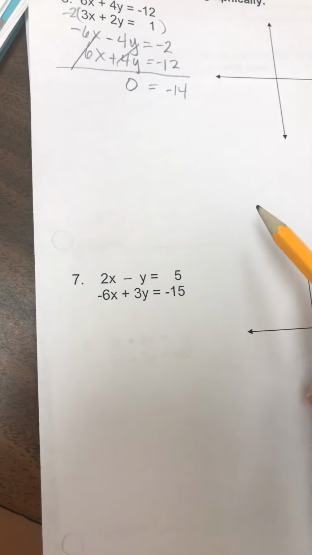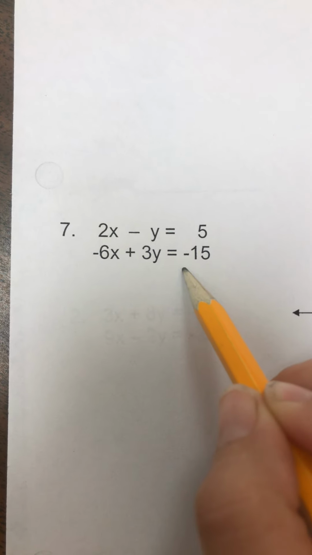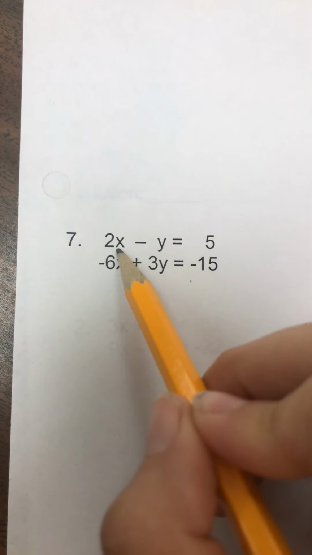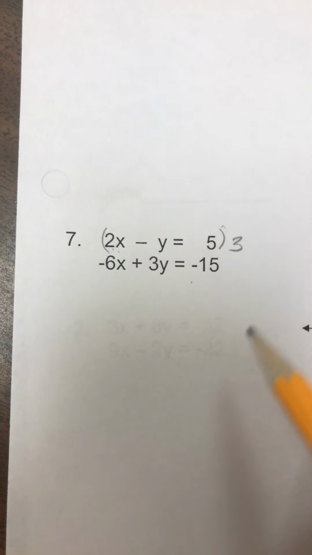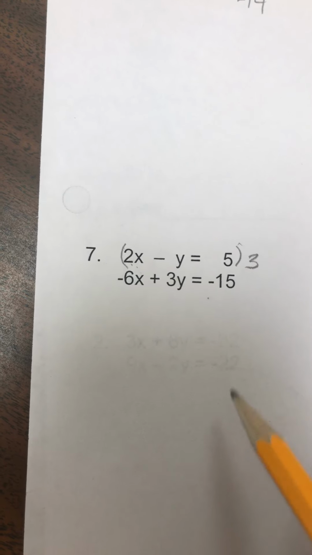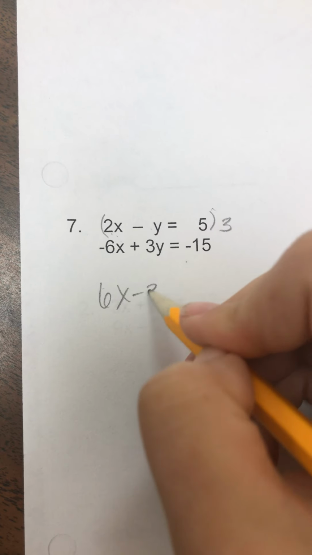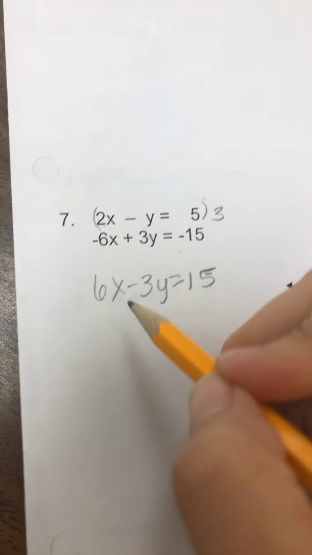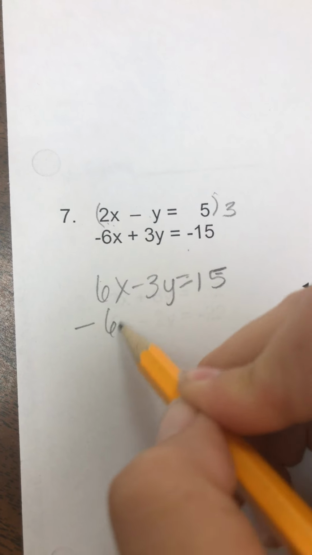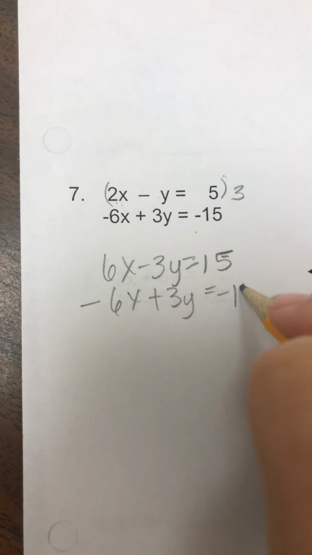All right, we can go ahead and do this last one. Let's see, we've got maybe another minute here. All right, so what method do you think we should use here looking at this one? I think if you multiplied this by 3, these would cancel out. So let's go ahead and do that. Put a 3 out here. Okay, so if we rewrite it, what do we have? We have 6x, negative 3y equals 15. Now you're going to have negative 6x. I'm just rewriting the second one. Plus 3y equals negative 15.